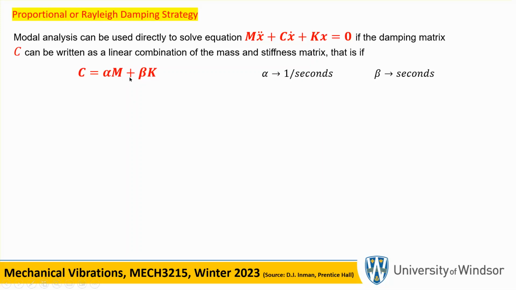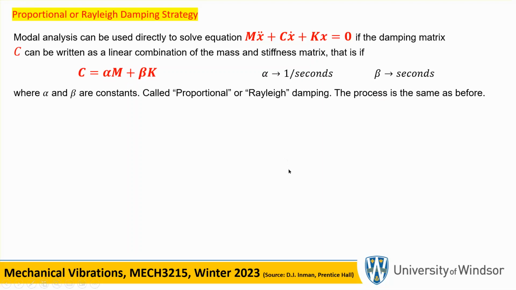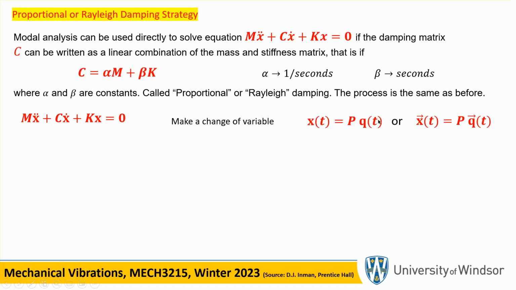Alpha and beta are constants. M and K, you have alpha and beta constant. And if you look at this thing, the unit of alpha is 1/second, and the unit of beta is second. Okay, so if we have C like that, we are guaranteed that the whole system of the two equations can be decoupled from each other. Same transformation.